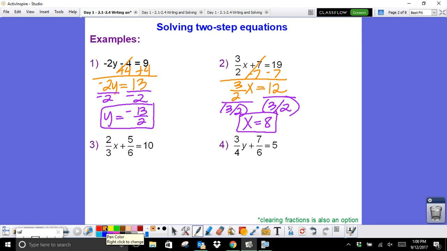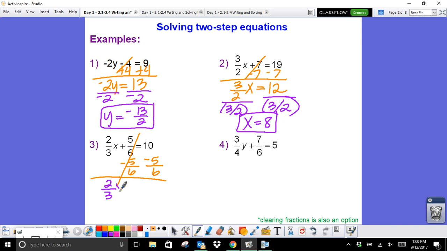Okay, so a lot of us get really confused with fractions, but remember, to remove a fraction, we're always doing the opposite of what's happening. So in this case, if this is adding 5/6, to move it, even though it's a fraction, I need to subtract it. So I'm going to subtract 5/6 from both sides. There's one on the homework that's tricky like this, so just be careful.